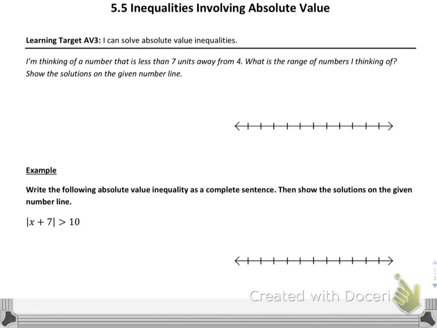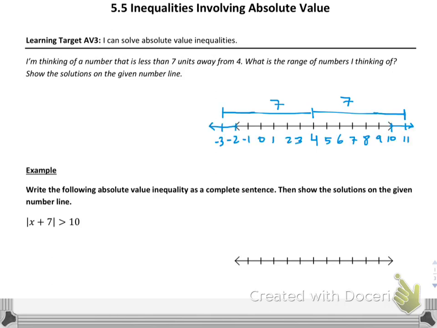Now, if it's 7 units away from 4, okay, so here is 4. Now, 7 units, it could be anything, right? Less than 7 units away. So that means I want to make sure I'm 7 numbers less than that, going this way, or it could even mean 7 numbers going the opposite way, but I want to make sure it's any number less than 7. So let me fill out a number line here.